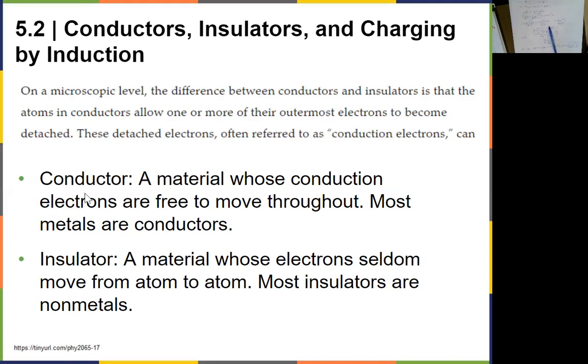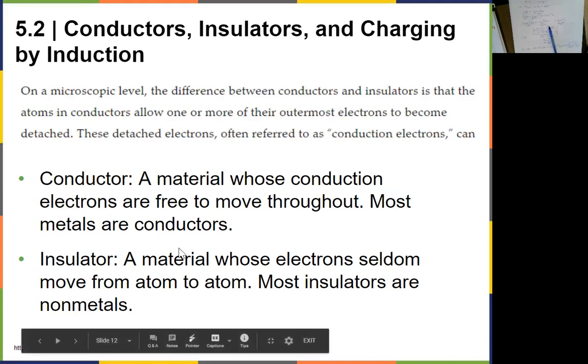So most metals are conductors. Okay, and most insulators are not metals. Now, there's another category of material which is not listed here. It's called a semiconductor. It has a tendency to switch from being a conductor to an insulator under different conditions. Okay, so that's called a semiconductor.